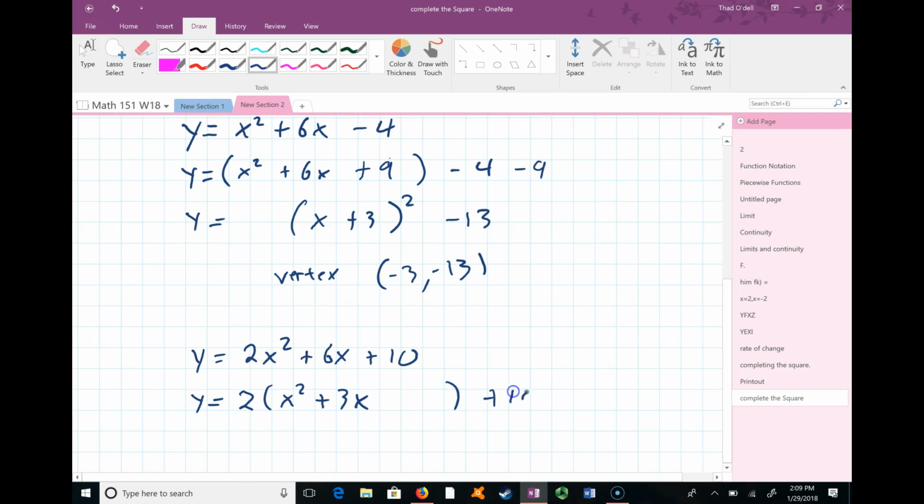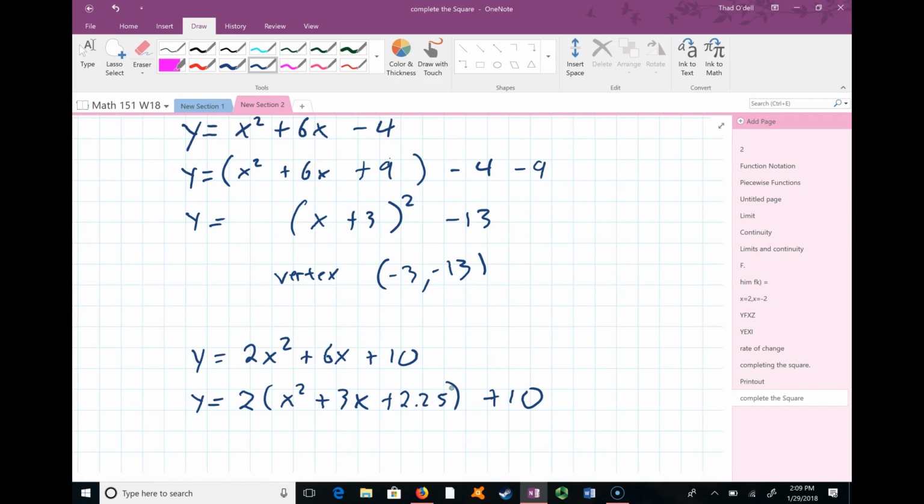And I'm going to kick the 10 out again too. Notice I didn't divide 10 by 2 because it's not inside the parenthesis. So in other words, everything inside this parenthesis has a times 2 attached to it. Okay, so still I'm going to create my perfect square polynomial in here. So half of 3 is 1.5. 1.5 squared is 2.25. So there I have a perfect square polynomial inside the parenthesis.